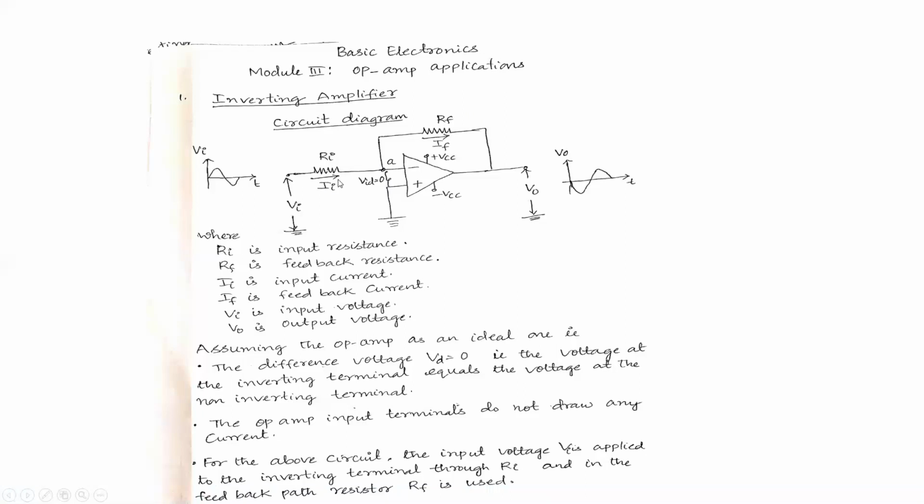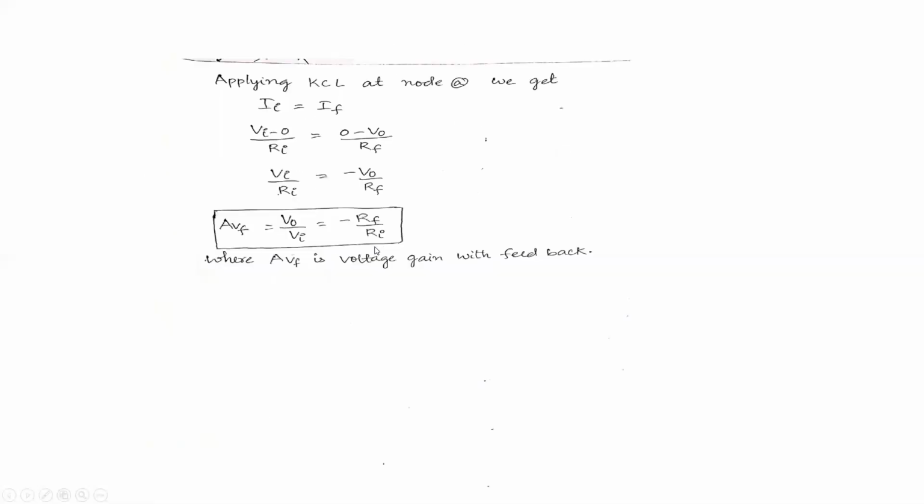So II is nothing but the potential difference by the resistance. The potential difference is nothing but this potential minus the potential at this point. The potential at this point is Vi. The potential at this point is the same as the potential on the non-inverting input terminal, that is 0. Therefore, the potential at this point is also 0. So II is Vi minus 0 by Ri.